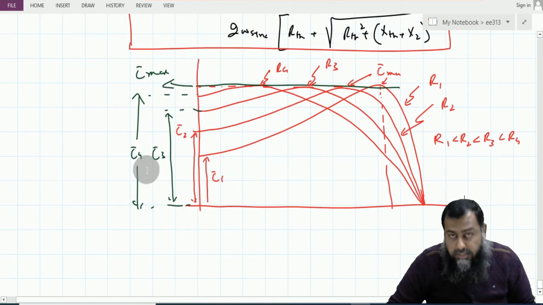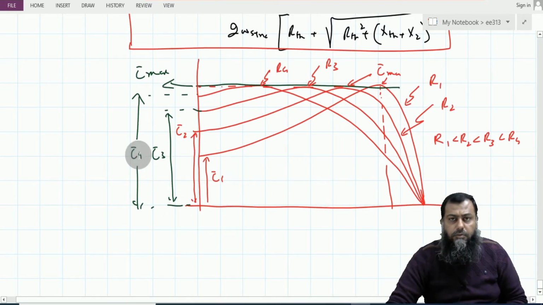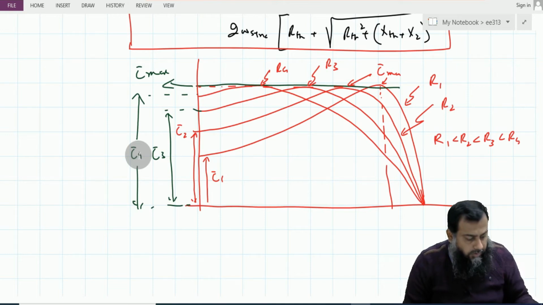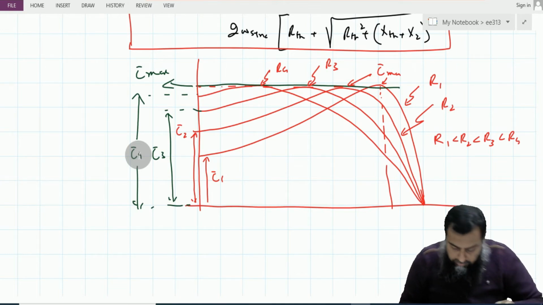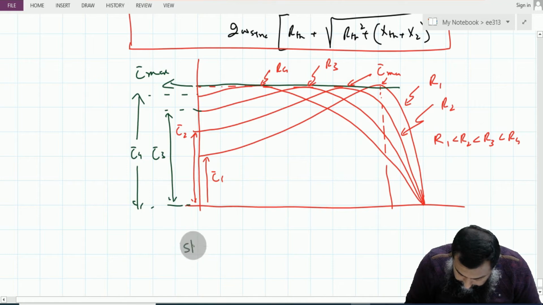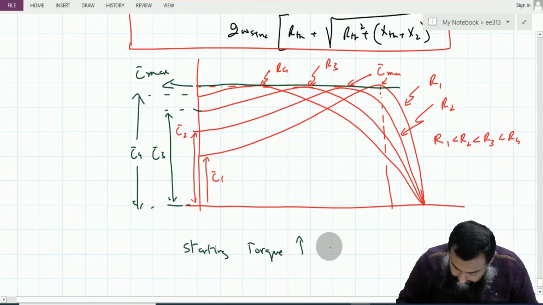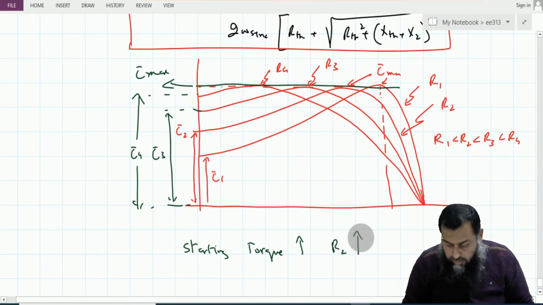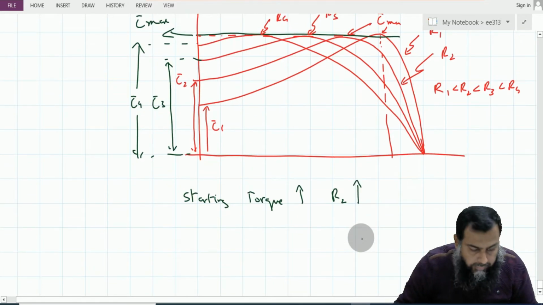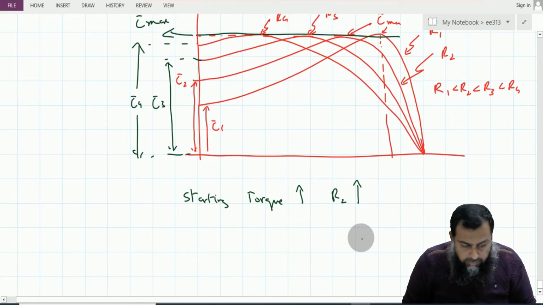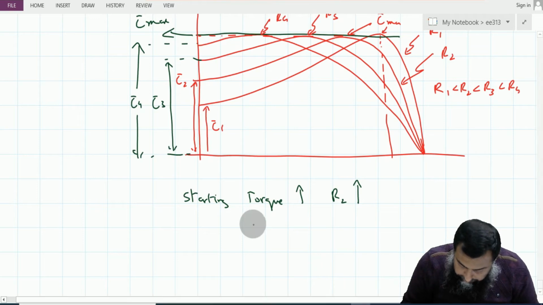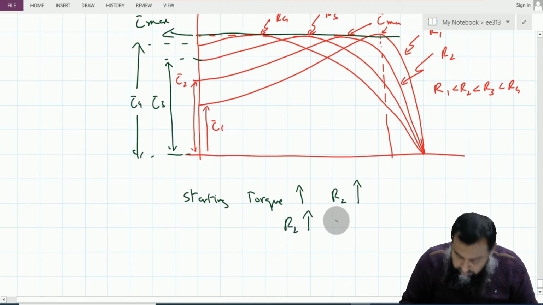Now, the variations in these torque speed characteristics of an induction motor give us an insight into the efficiency of a given machine. You should notice here that the starting torque increases with increase in the rotor resistance R2. Higher the rotor resistance R2, more is the starting torque. However, this increases the slip as well. So when R2 increases, the slip also increases.